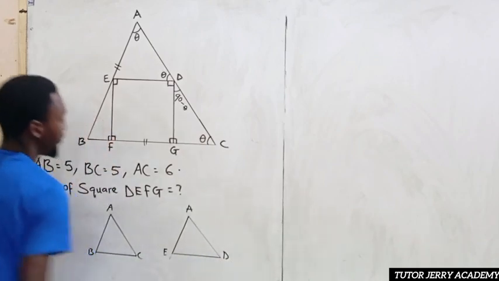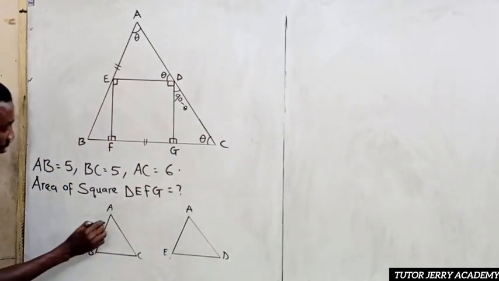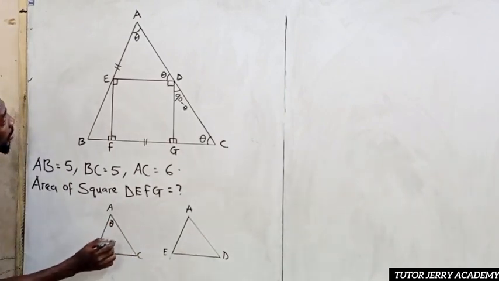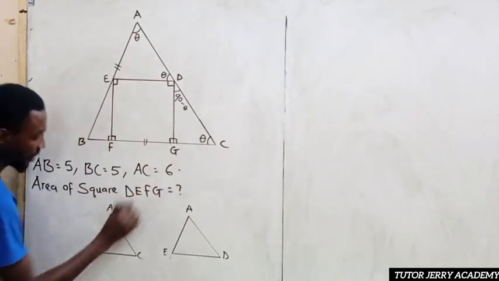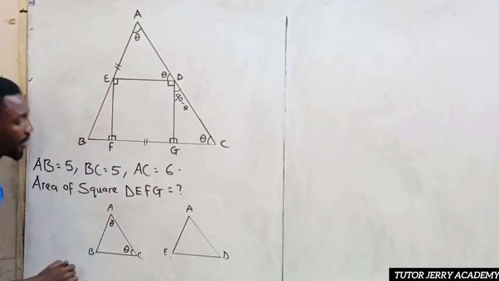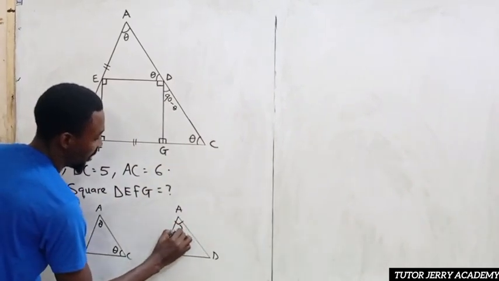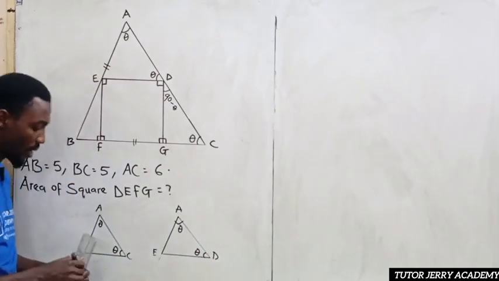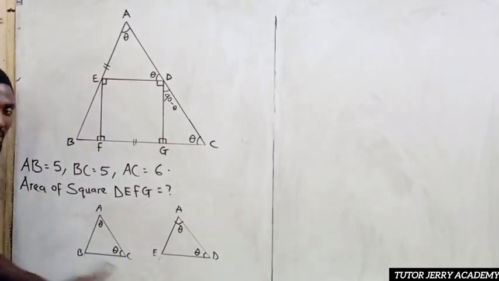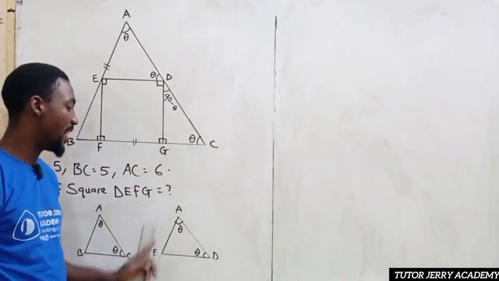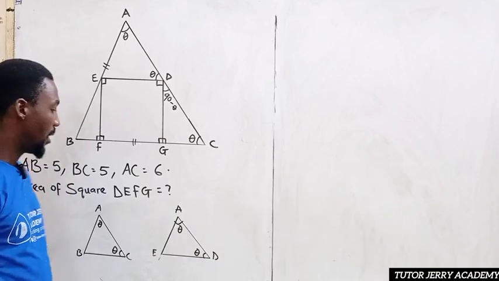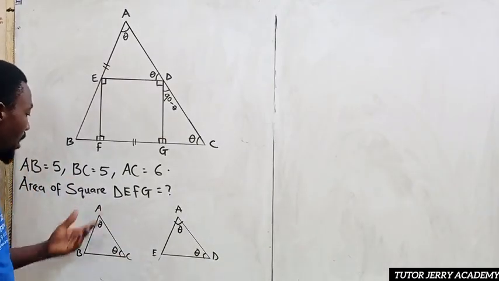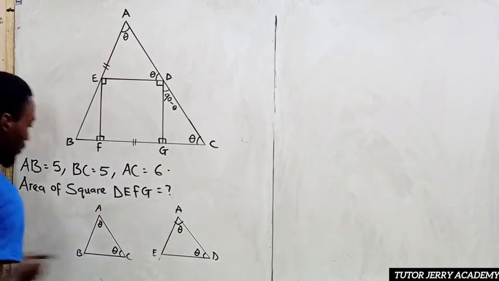So angle A is theta, angle C is also theta. Angle A is theta, and angle D is also theta. So if you look at it, triangle ABC is similar to triangle AED.